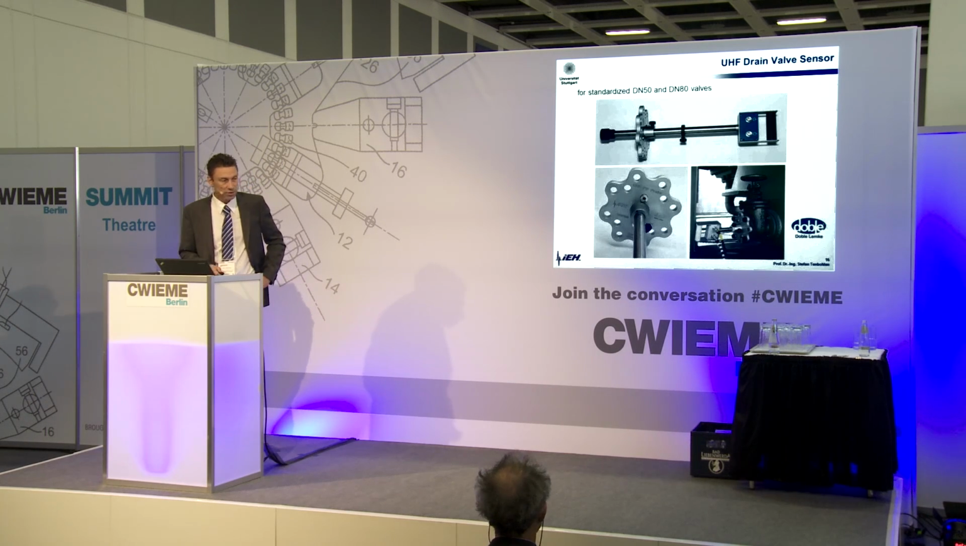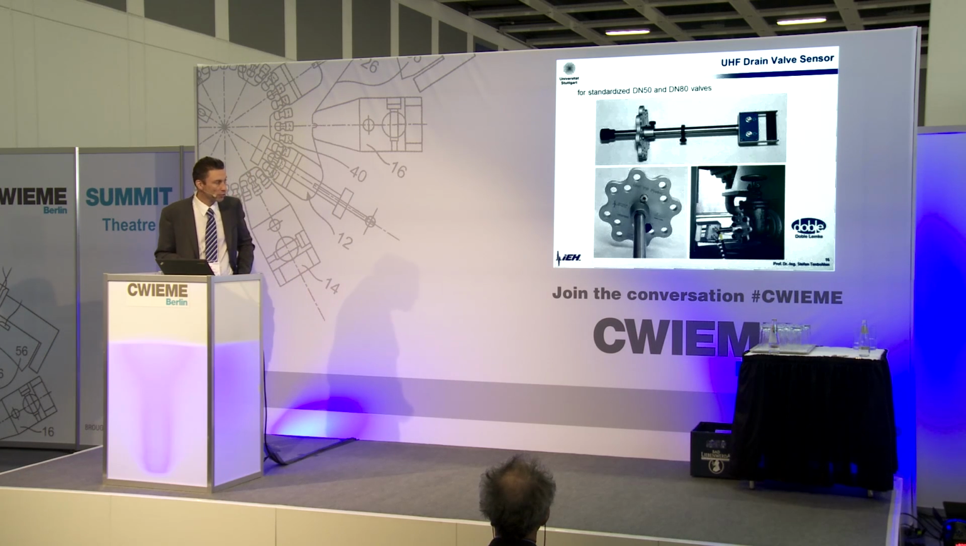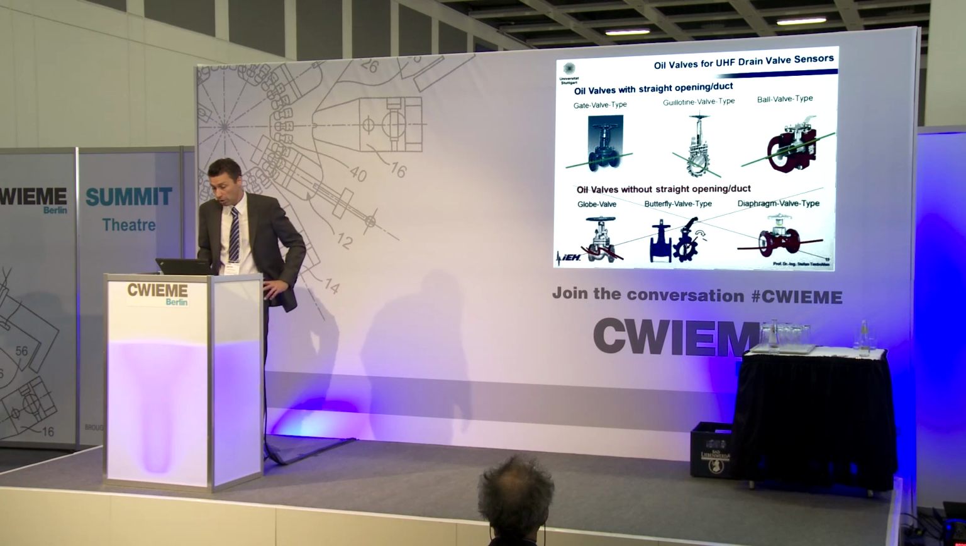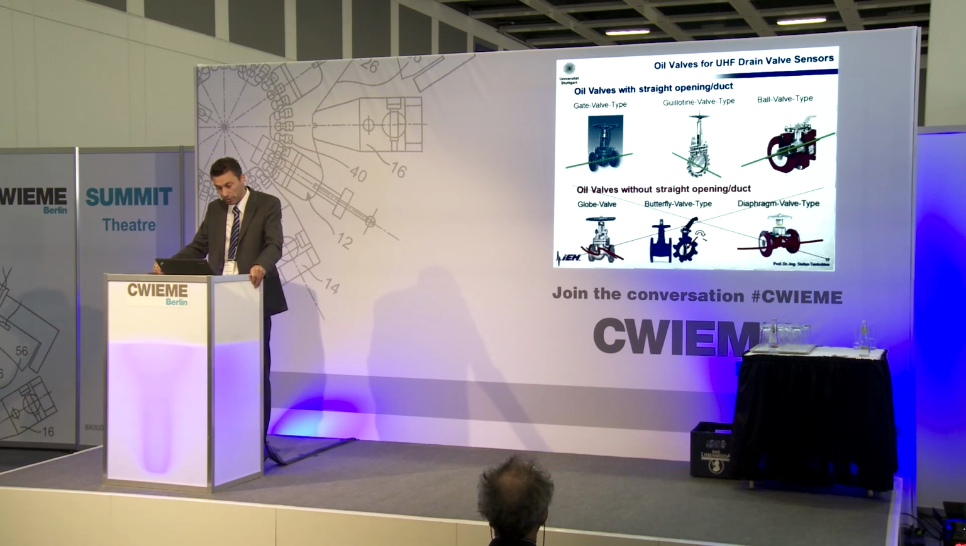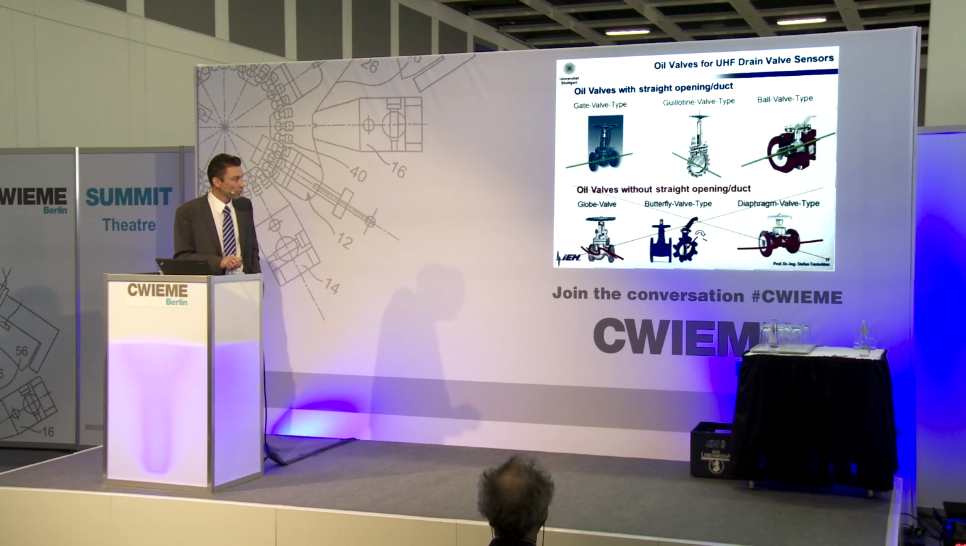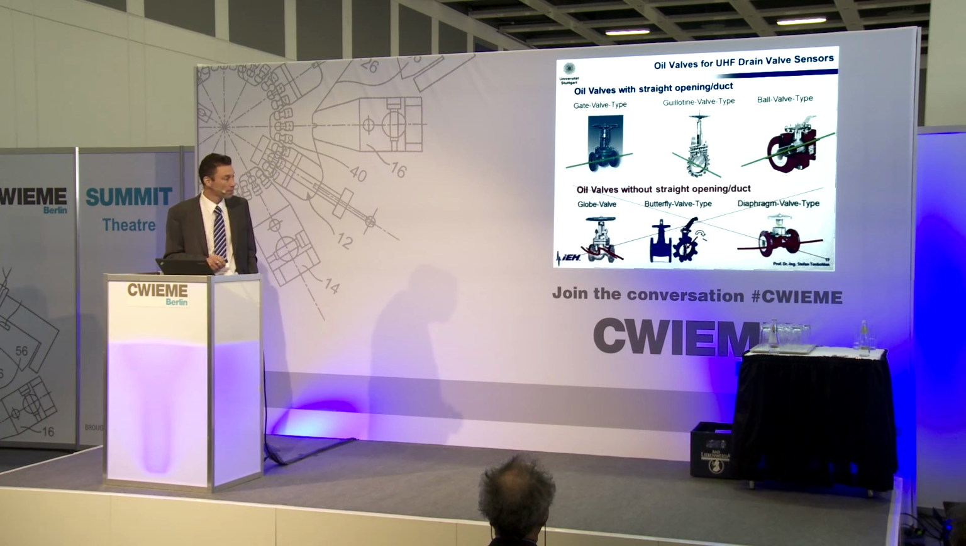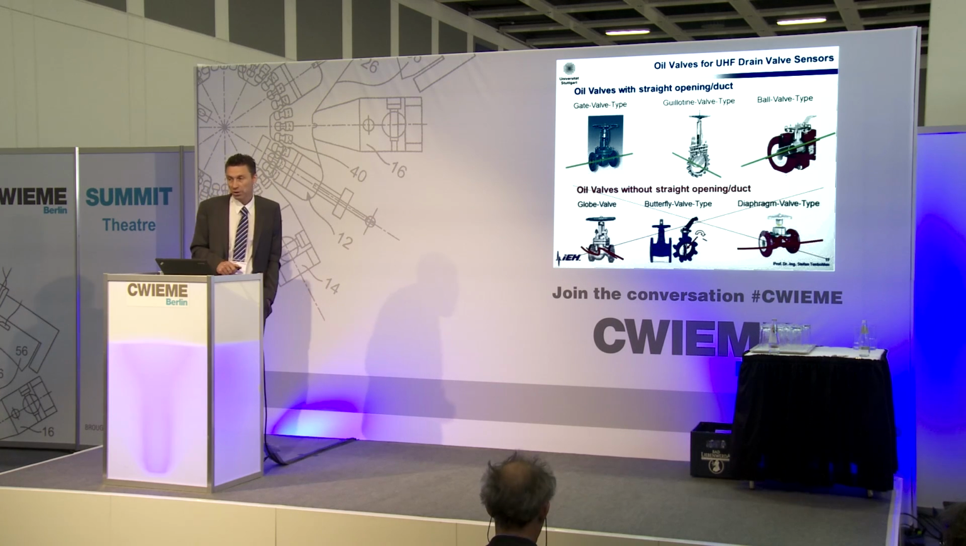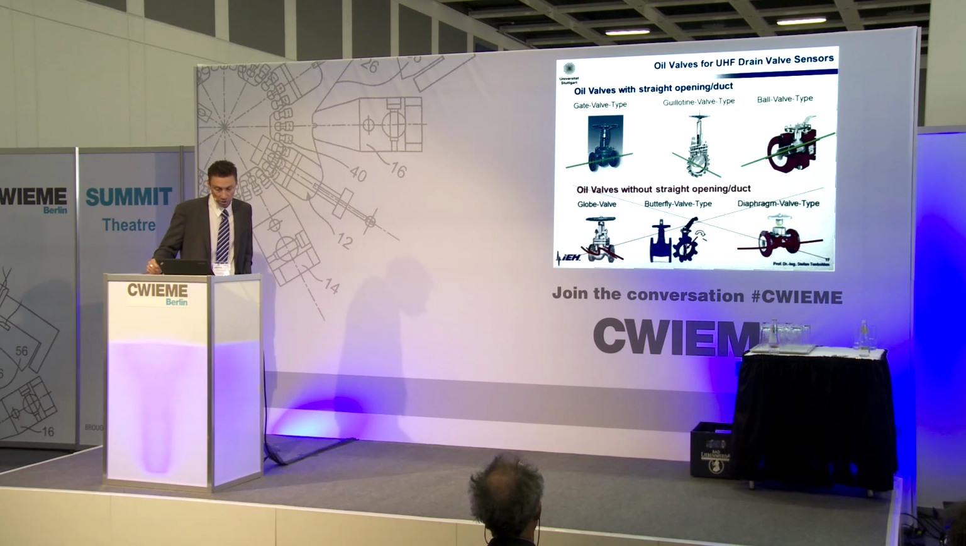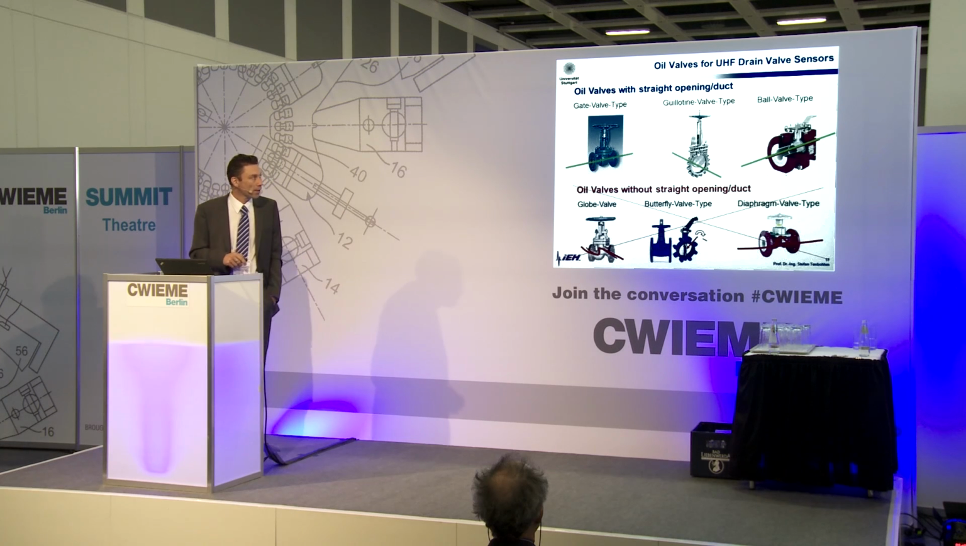So from the design perspective of the transformer, you have to foresee such a valve. This valve must have, of course, a direct throughput, as shown here for these three types: gate valves, guillotine valves, and ball type valves. These are useful, but of course there are also other types of valves, so globe valves, butterfly valves, or diaphragm valves are not possible to be used with these UHF sensors. So during the design process, you should take care that these three types of valves are used.